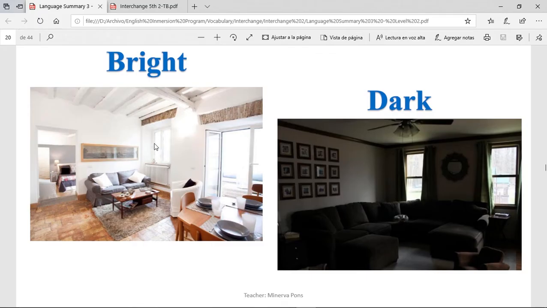Bright. Something is bright. You see, all of this is clear. You can see everything. There's a lot of light. And dark. All of this is like you cannot see everything correctly. For example, I can see here that there is a plant here, or that we have all of these different things. Here we don't see that much because it's really dark. There is not enough light.